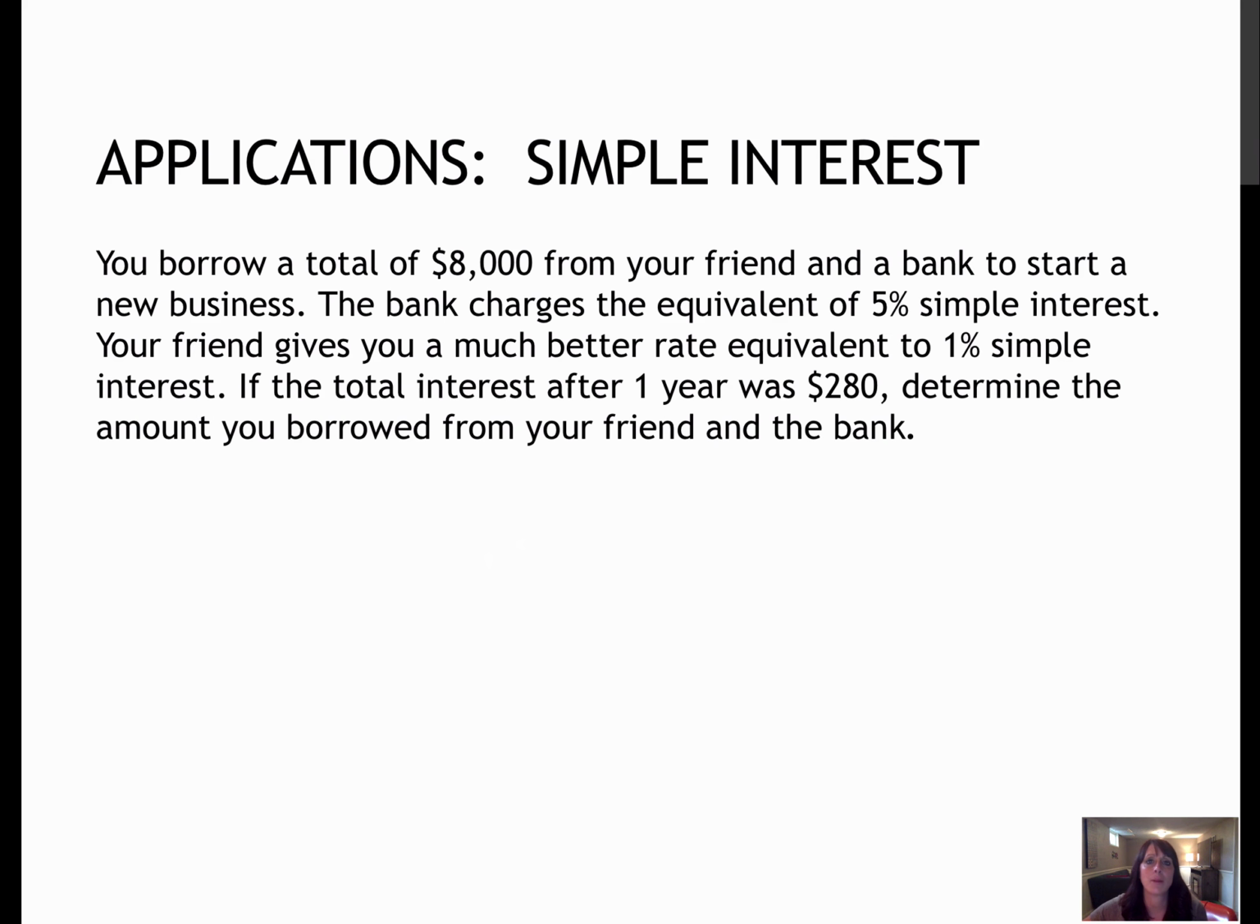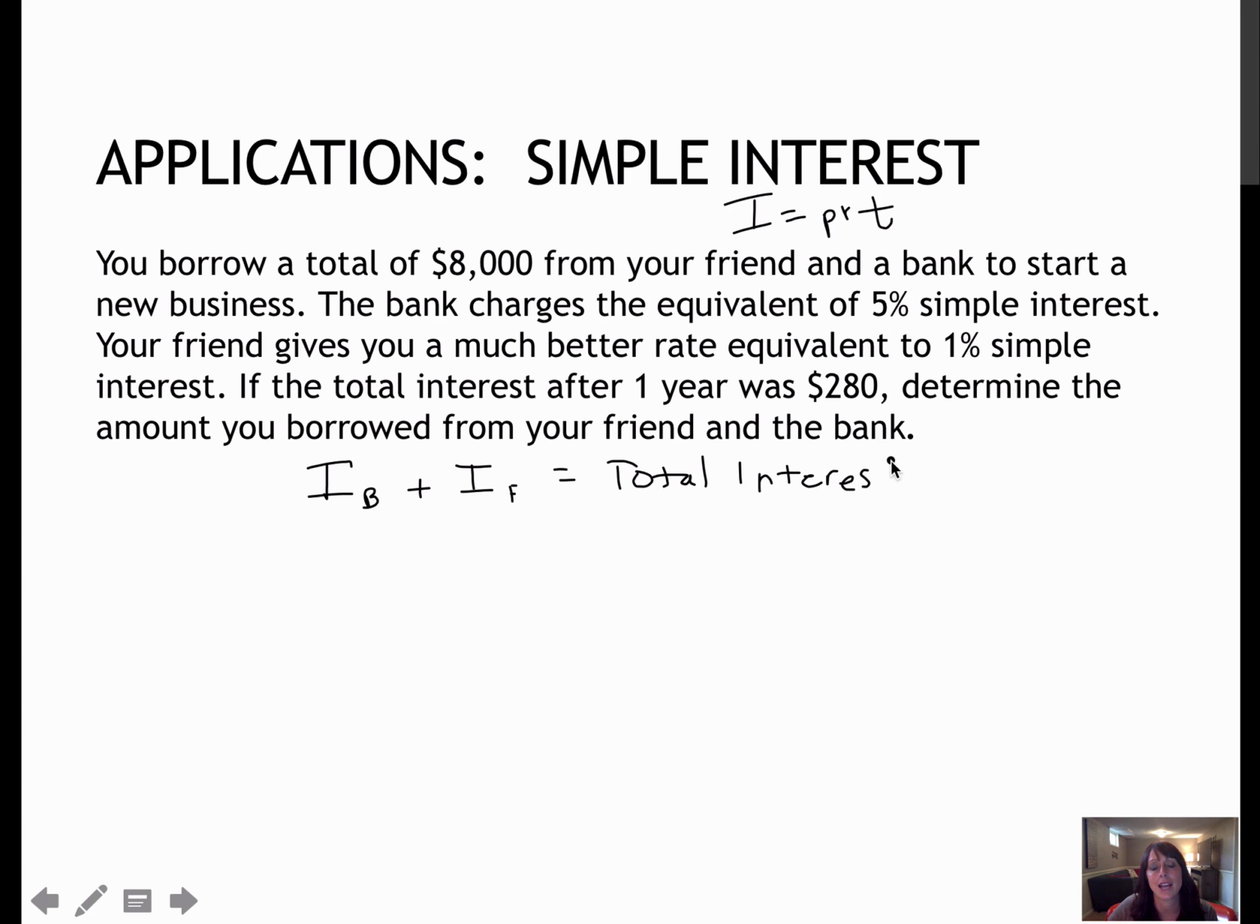Let's do a more complicated simple interest question. Again, I'm going to go ahead and write I equals PRT at the top because that's the simple interest formula. But in this case, I have interest from 2 different sources. So it makes sense that if I took the interest from the bank and the interest from my friend, that would be total interest. Not a bad idea to write this out because now I know exactly what I'm looking for.